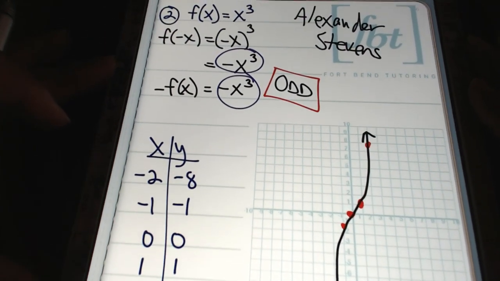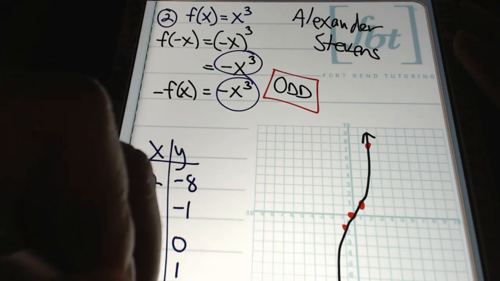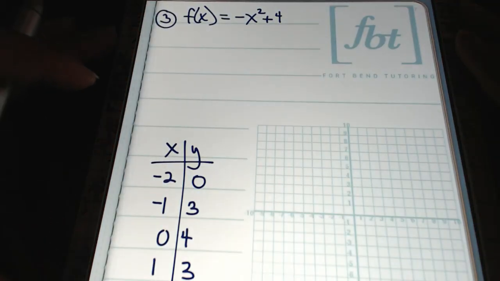That was problem number 2, as we identified the function f of x equals x cubed as an odd function. Noah says, I love graphing. Well, good stuff, Noah. Good stuff. I'm sure the graphing loves you right back.